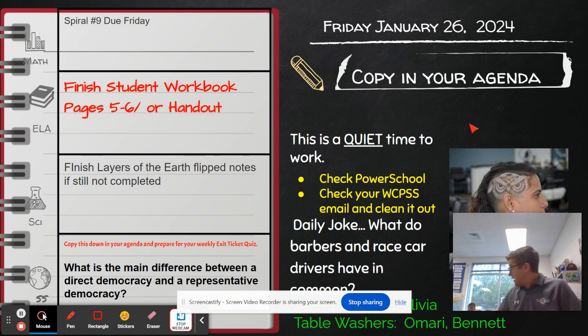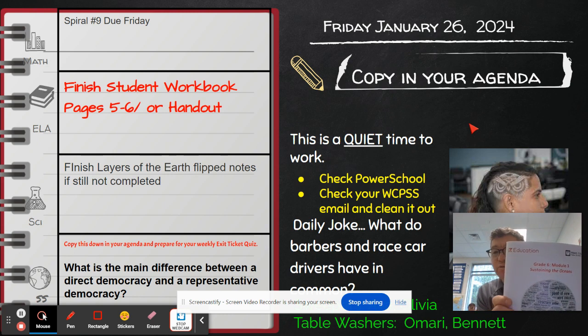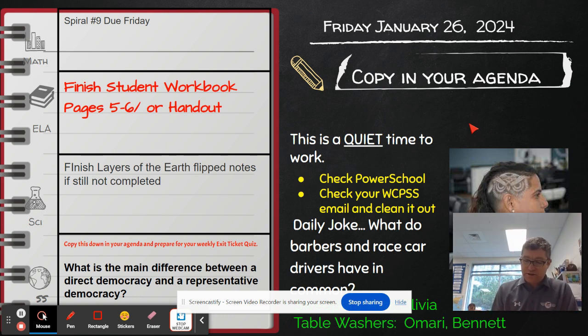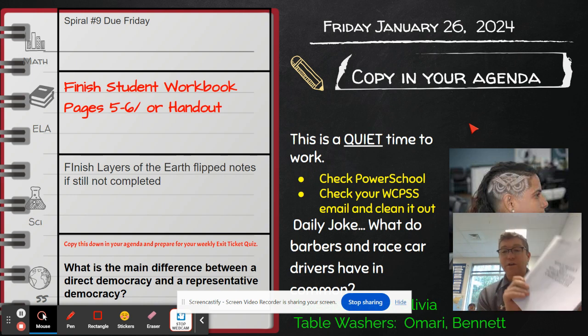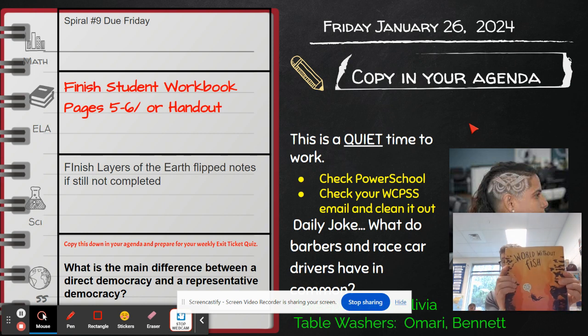So yesterday, if students were here, they got 2 things. They got the new workbook for Module 3. It's called Sustaining the Oceans, and right inside it talks about author's point of view and idea development in the story called World Without Fish, which is this book right here. So this is an informational text.